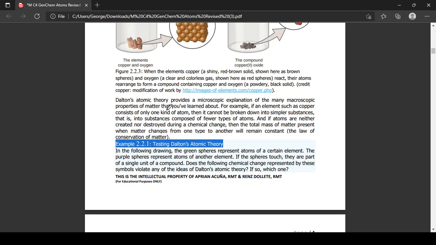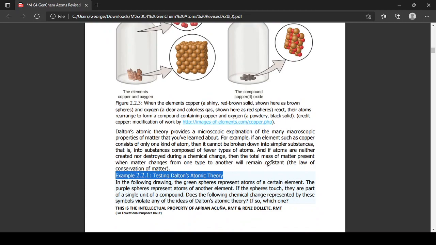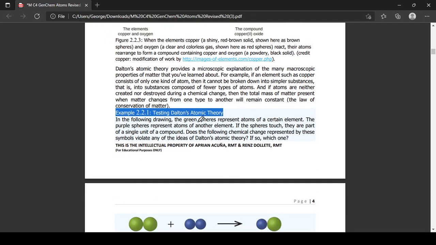If it is not shown in the periodic table, it is combined. For example, your copper oxide is copper and oxygen together, so you can break it down into simpler substances such as copper and oxygen. And if atoms are neither created nor destroyed during a chemical change, then the total mass of matter present when matter changes from one type to another will always remain constant under the law of conservation of matter, as discussed in our chapter 1. So let us look at our example 2.2.1.